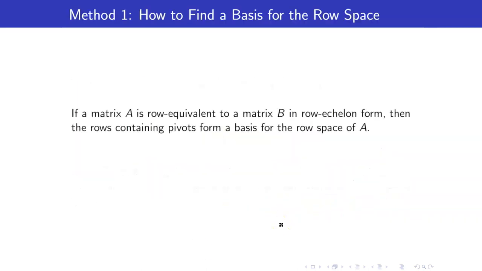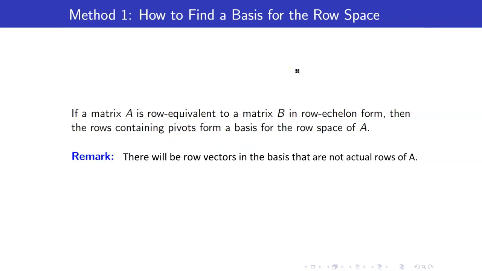The theorem that we discussed enables us to find a basis for the row space. How do we get the row space of a matrix? We just get its row echelon form, and the rows containing pivots form a basis for the row space. Why do we get the rows containing the pivots? Because the rows containing pivots will always be linearly independent. And once we have those linearly independent vectors, they will form a basis for our row space of A.